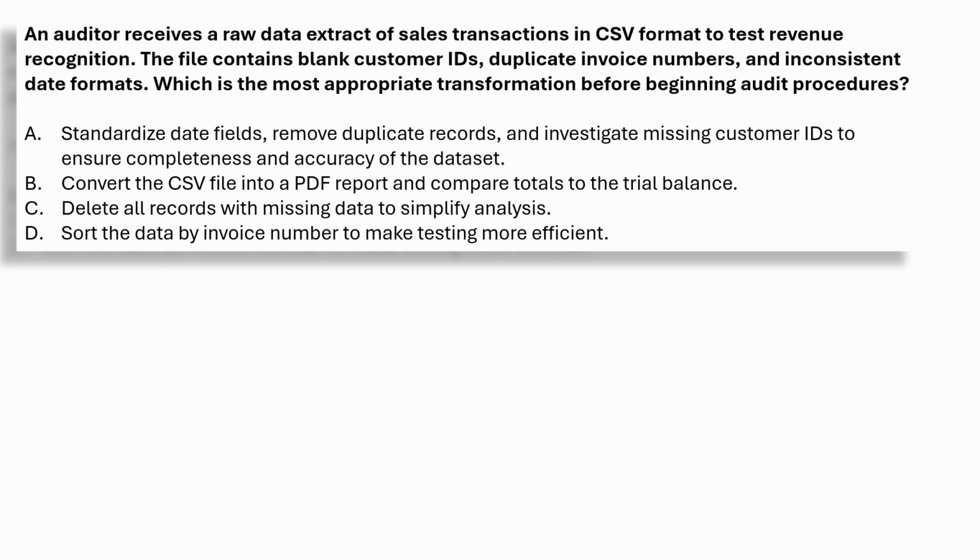Option D says sort the data by invoice number to make testing more efficient. Sorting is fine for convenience, but it doesn't fix the underlying issues. It's like cleaning your desk by shoving everything into one drawer. Looks neat, but the mess is still there.